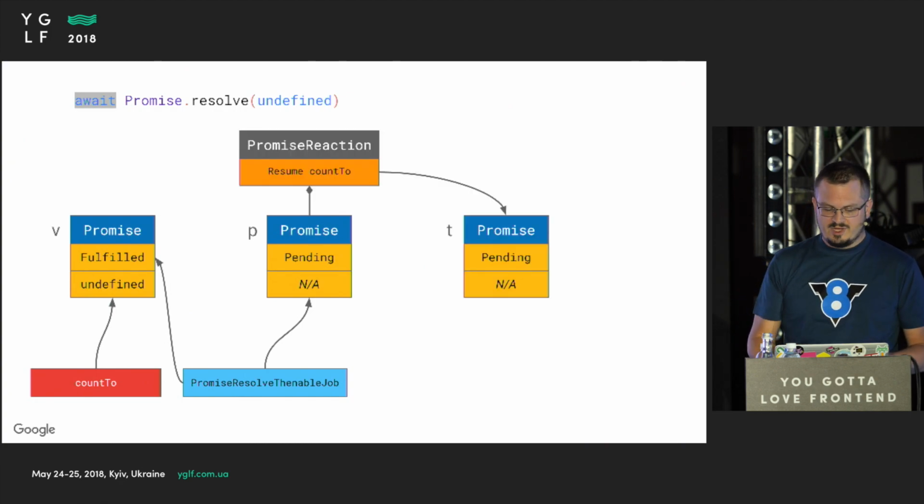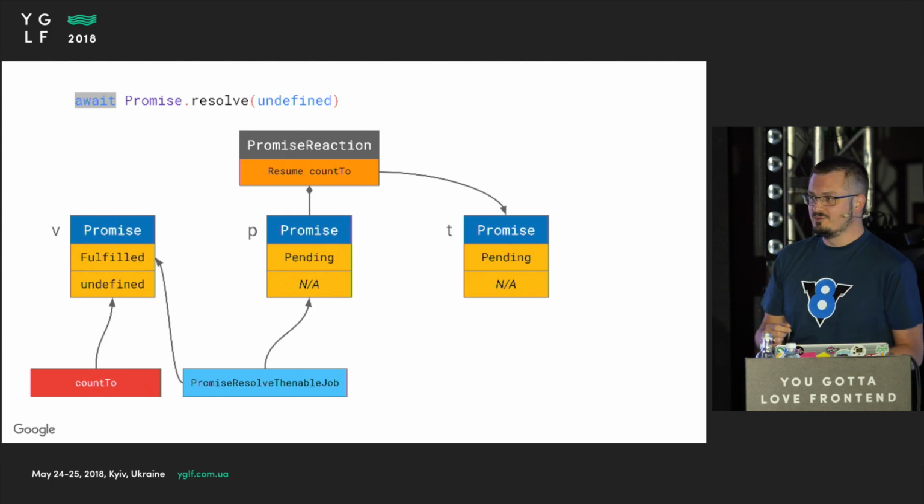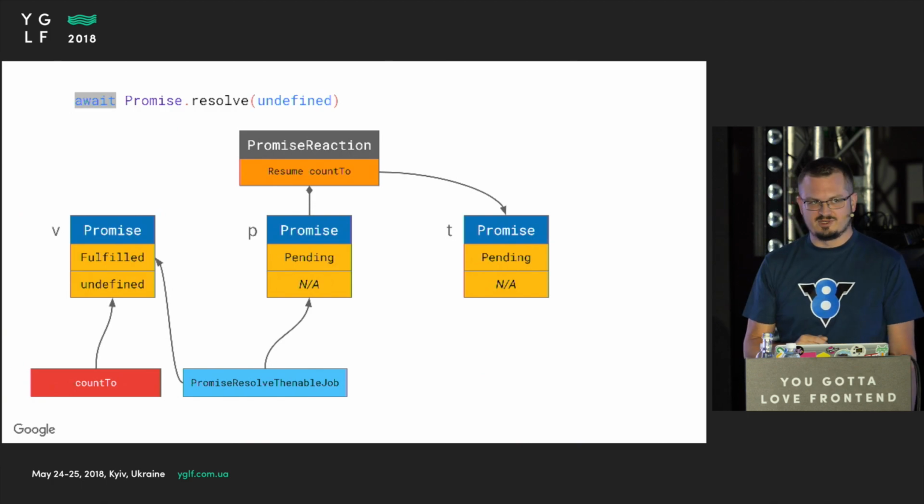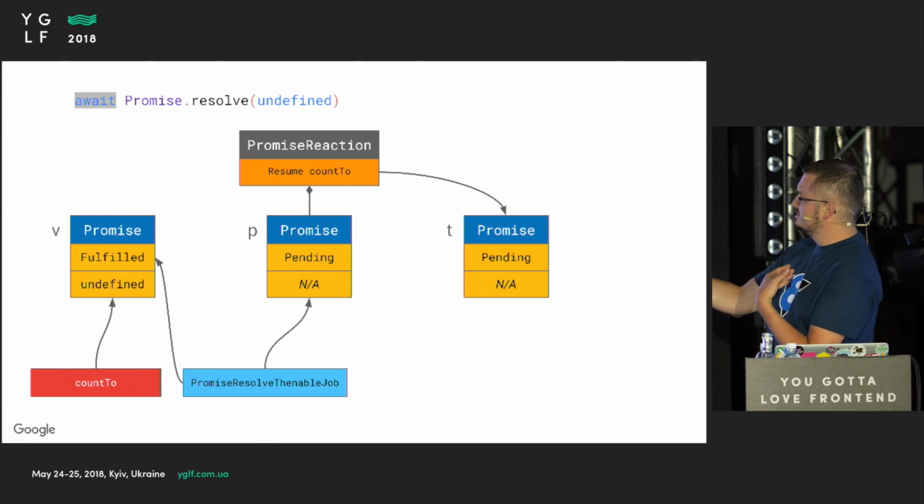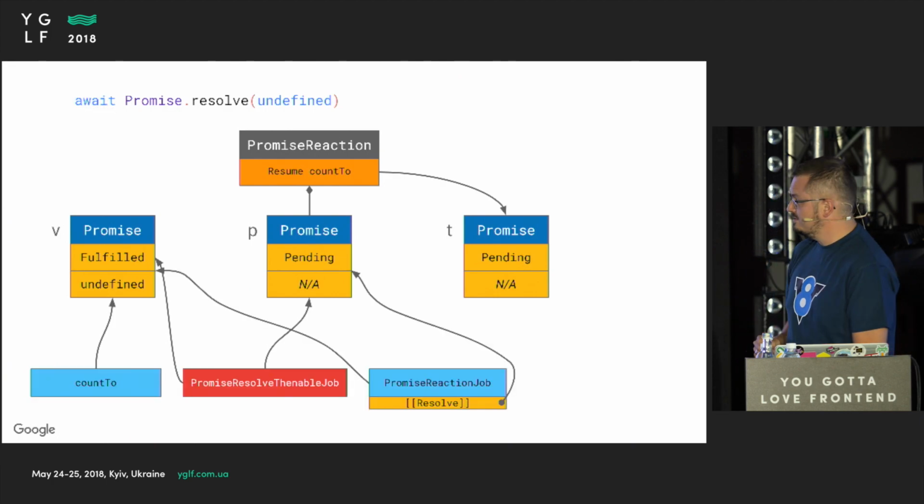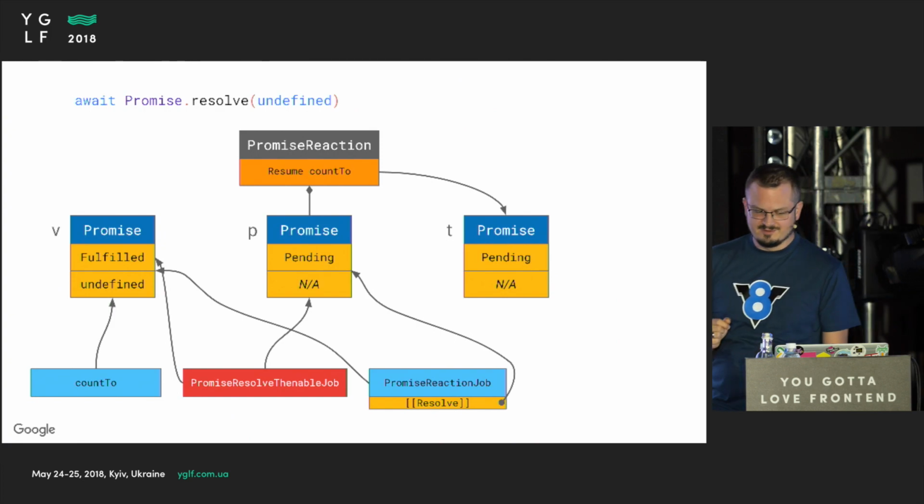Okay. Then await creates yet another promise T, called the throwaway promise. I'm going to illustrate why it's called the throwaway promise. And it chains a reaction onto P, so that when P is resolved, we resume the count2 function. So the async function is being suspended at the point of the await, and only resumed later when P resolves. Okay. So then we are done with that, and we go on. So we execute the promise resolve thenable job, which then schedules a promise reaction job that resolves the promise P with the value from the promise V.